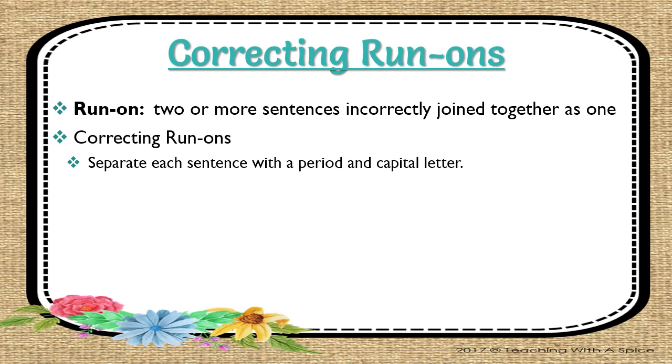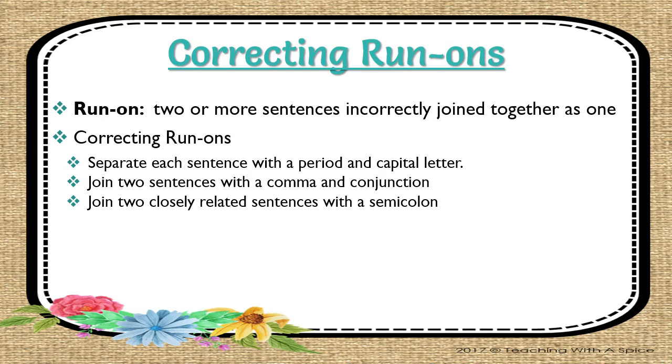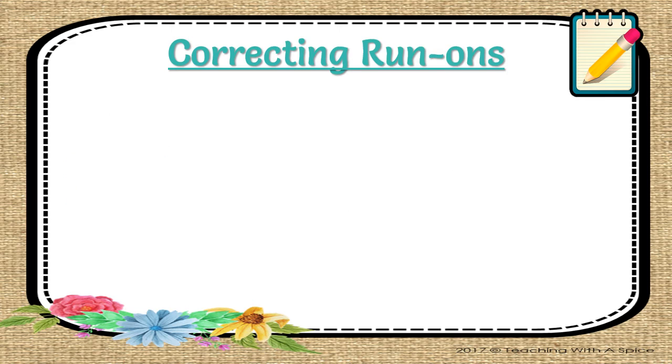To correct them, you need to separate each sentence with a period and a capital letter. That's one method to correcting them. Or you can join the two sentences with a comma and a conjunction. That's your connecting word: and, but, or. You could also join two closely related sentences with a semicolon. Instead of a comma and conjunction, just use the semicolon.